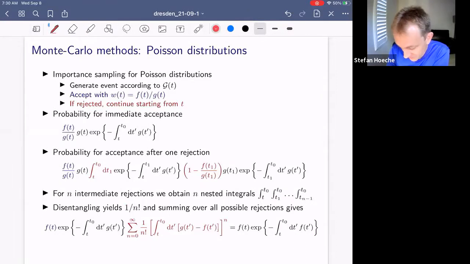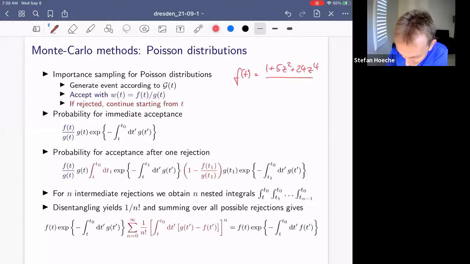Okay, so now what happens if you don't know your integral of little g of t precisely? Well, then you essentially try to find a simpler g of t. Let's say I have a function f of t, and that's very complicated. Let's say I have a 1 plus 5z squared plus 24z to the 4th or whatever, and I divide that by 1 minus z. And okay, I really don't want to integrate this, so I find something simpler.